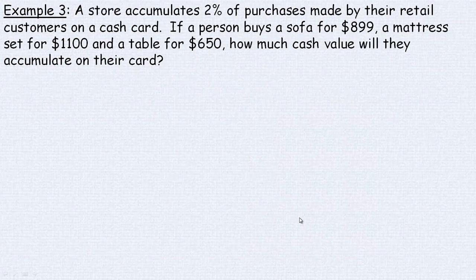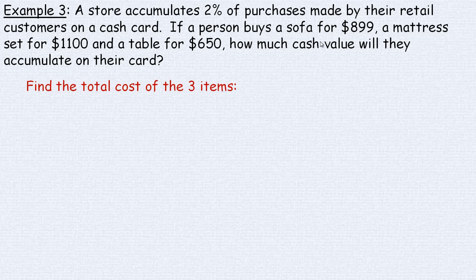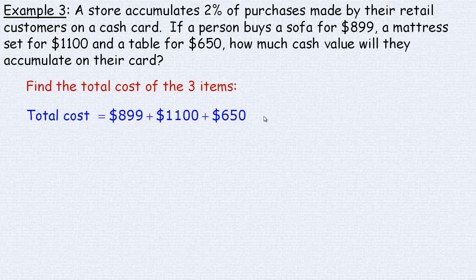On to the last example on page 3 here. Store accumulates 2% of purchases made by the retail customers on a cash card. If a person buys, and this is kind of a furniture store, a sofa for $899, a mattress set for $1,100, and a table for $650, how much cash value will they accumulate on their card? So the first thing to do is figure what's the total of the purchases. What do all three of these add up to? So if we add $899, $1,100, and $650, we get $2,649.